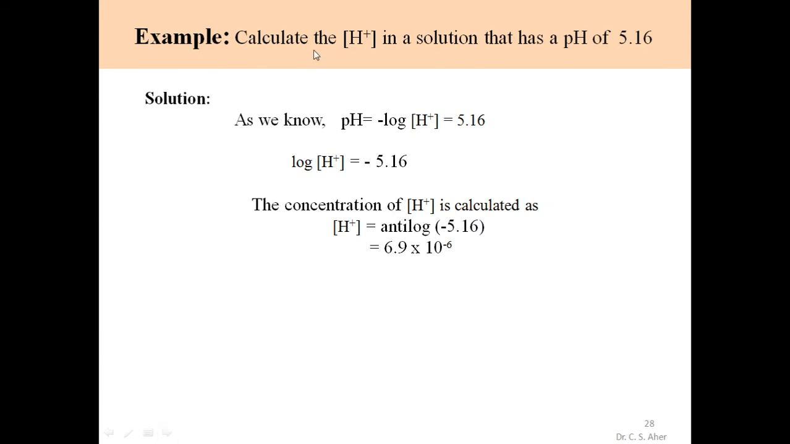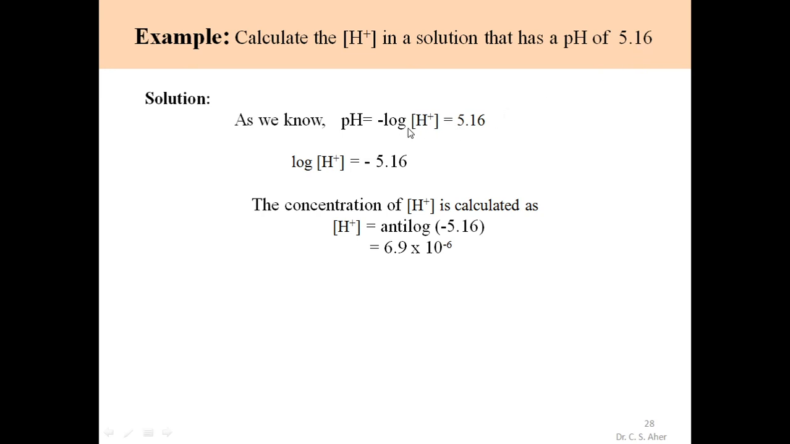On that basis, we consider this problem: calculate the H plus ion concentration. This square bracket represents concentration. H plus ion concentration in the solution that has pH 5.16. As we know, the P function, pH, is equal to minus log of H plus ion concentration. The value of pH is 5.16.